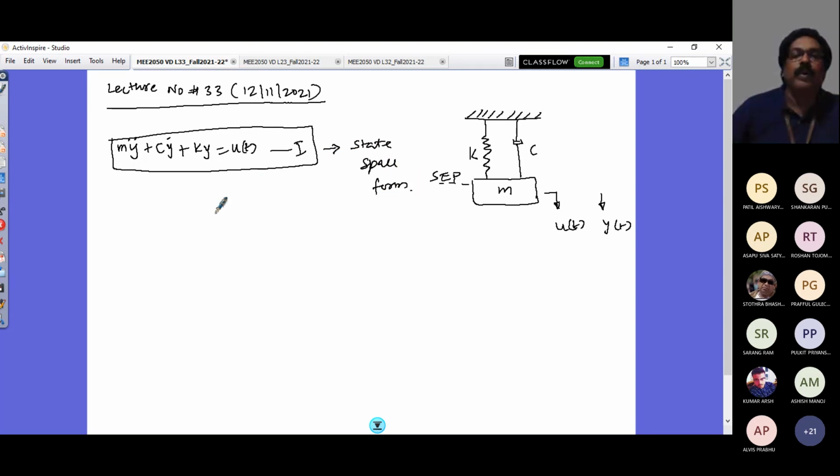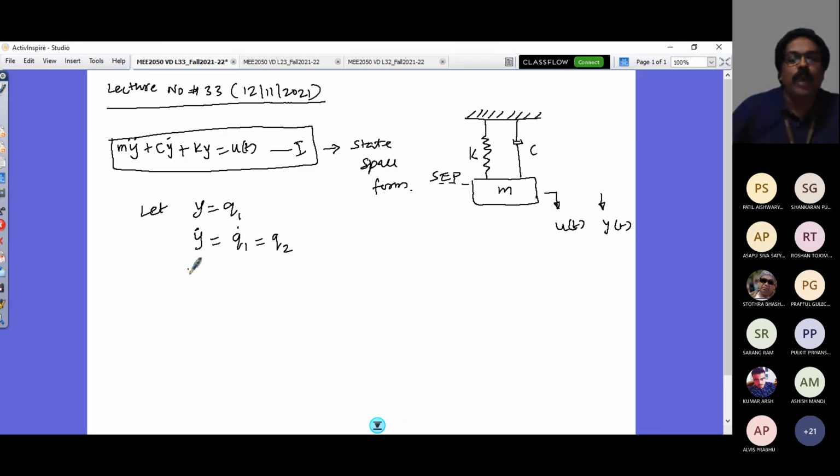Right? So how do I do so? For that, let us define the following. I know my output is y. So let y equal q of 1, or y equals q1. And then I have its differential: y dot equals q1 dot, that's equal to q2.